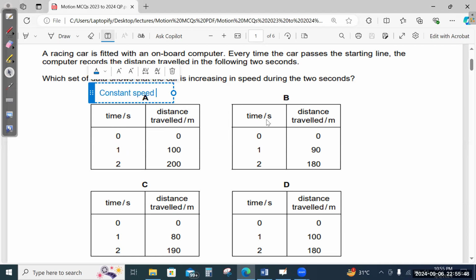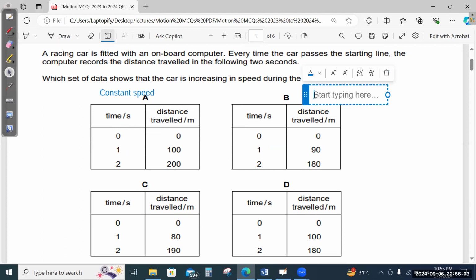In the second option, in the first second the body covers 90 meters, and in the next second it covers 90 plus 90, 180. So this is the same scenario: constant speed, the speed of the body is not changing. It means the body covers equal distance in equal time interval. Constant speed.